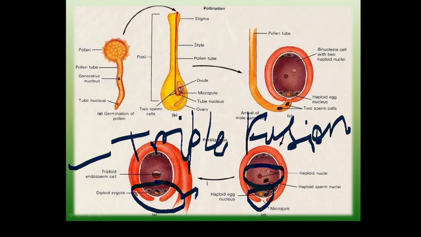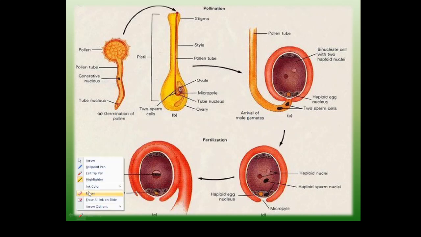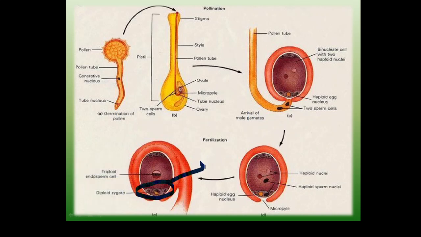This is known as syngamy. I will write it for you all. Please wait. This is triple fusion we have seen, and this is known as syngamy. Wait, I will remove all the colors and write here. This portion, the fertilization of the egg by the male nucleus or the male sperm cell, is known as syngamy.